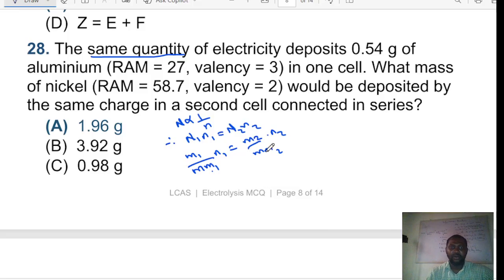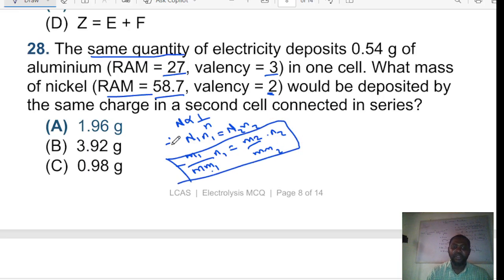It says the same quantity of electricity deposits 0.54 grams of aluminium, and this is the atomic mass of aluminium. Of course, the valency of aluminium is 3. Don't expect them to give you that. You are supposed to know that. In one cell, what mass of nickel, the molar mass of nickel is this, and the valency of nickel is +2, would be deposited by the same charge in the second cell connected in series? Whenever you see a question like this, you just use this formula.